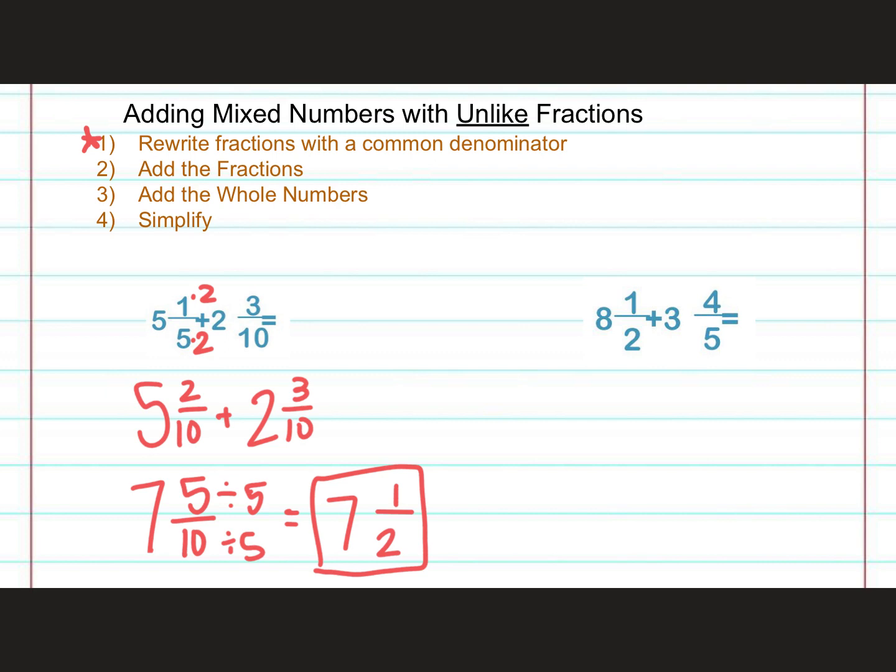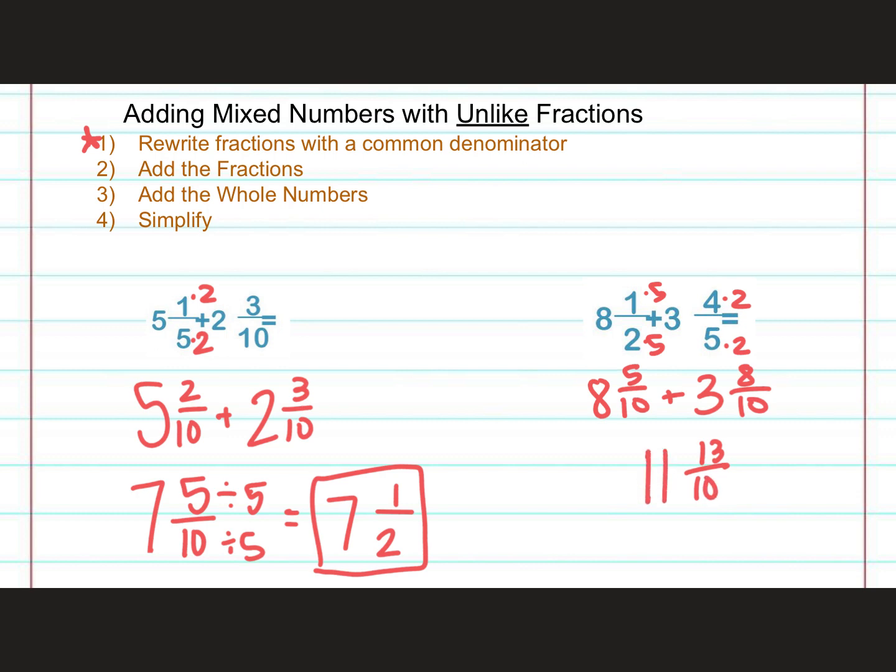And then next one here, 8 and 1/2 plus 3 and 4/5. Common denominator for this, I could use 10 by multiplying this side by 5 and multiplying this one by 2. So I'm going to rewrite my fractions. 8 and 5/10 plus 3 and 8/10. Now I can add my fractions. 5/10 plus 8/10 would be 13/10. Add my whole numbers. 8 plus 3 is 11.